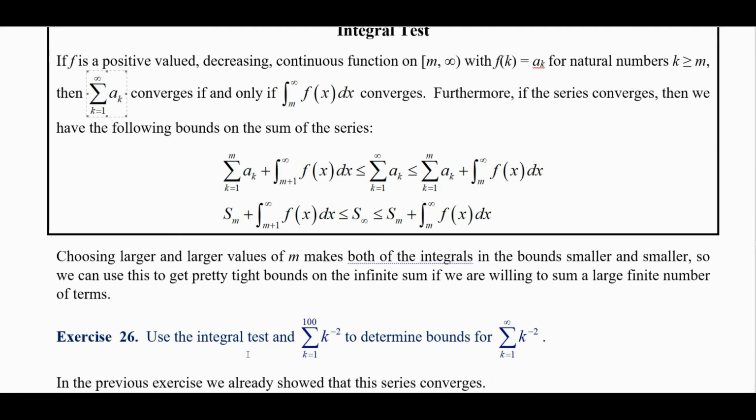So let's go back to our last example that we know converged. We want to use the integral test and the sum from k equals 1 to 100 of k to the negative 2 to determine bounds for the sum from k equals 1 to infinity of k to the negative 2. So see if you can figure that out using what we just have right up here. Press pause and come back when you're ready.